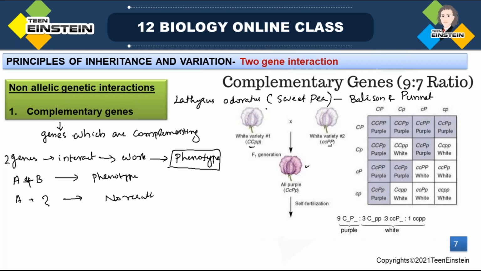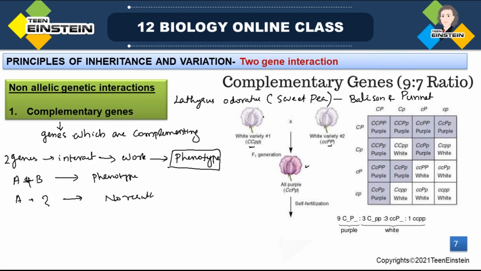Here in the picture you can see these two flowers. We have mentioned the genotypes here. Capital C, small p, small p. Here in this white color flower, C is the dominant gene. And here also you can see the dominant gene P is present. But here only one gene. When this dominant gene C and P come together, that forms a purple color flower. When it comes in dominant condition together, that forms a purple color flower.